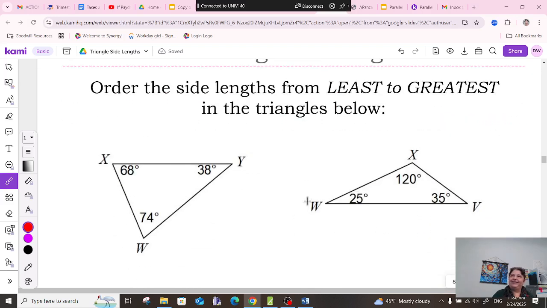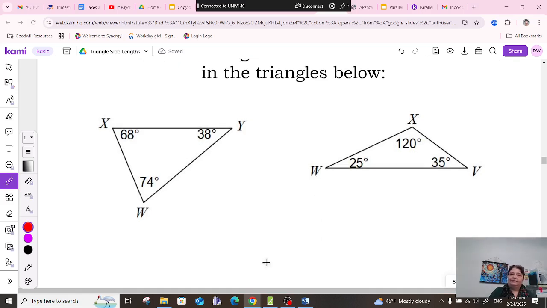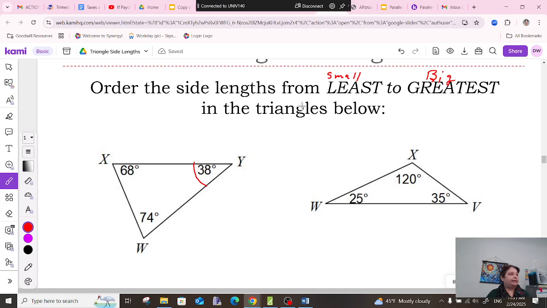Okay, so over here, order the side lengths from least. What does least mean? Anybody know what least means? Small, little. Least means smallest, little. What's greatest? Big. Right? Okay, now we're going to use the hinge theorem. Which one of these is the smallest angle? Angle 38. It says here we want to order the side lengths.